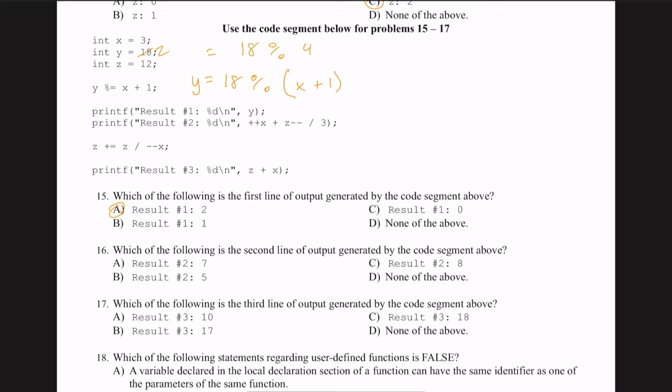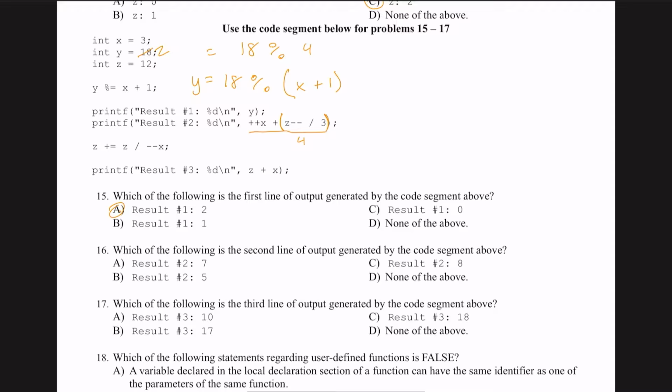Now we're looking for result 2, which is plus plus x plus z minus minus divided by 3. So I'm going to add some parentheses as a reminder of precedence, division first. So z minus minus divided by 3. Because z is a postfix decrement, we're going to ask what is the value of z right now. The current value of z is 12. 12 divided by 3 is 4.